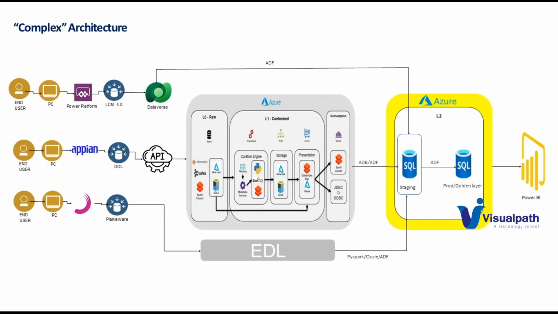The reason is that in the staging table, data is coming from Dataverse. Data is coming through EDL, the enterprise data lake, a repository. Data is also coming from Planisware, and data is coming from the consumption layer. These are the three ways data is loaded into the staging table. So different sources are connected to this staging layer.